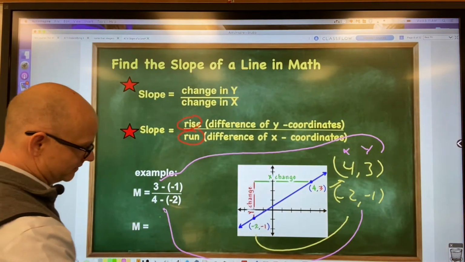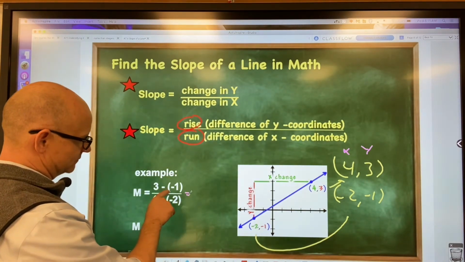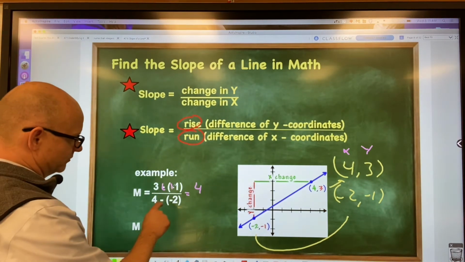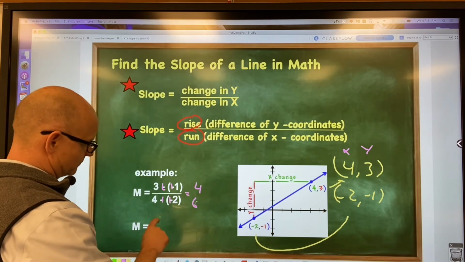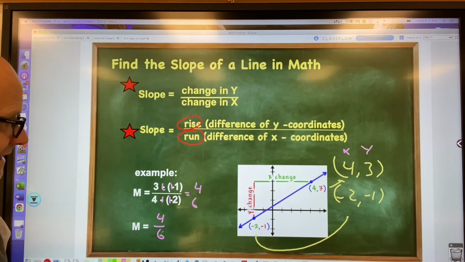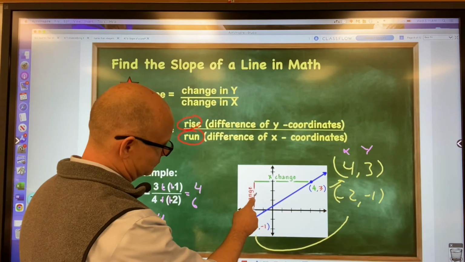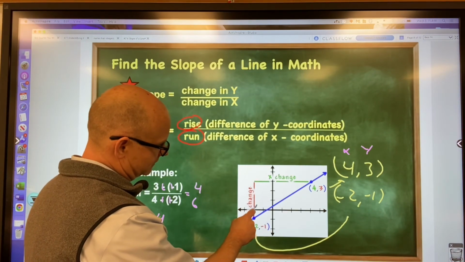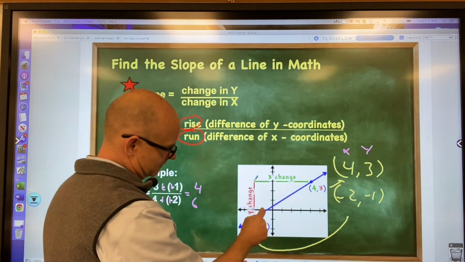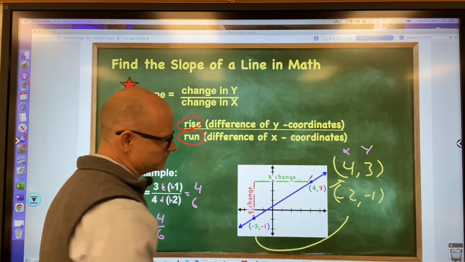Let's backtrack here and get rid of a couple lines. If I do the math here, this would be 4, because you would just go plus, plus. And then this is 6. So my slope is 4 over 6. What does that mean? That means my rise is 4. So notice it goes 1, 2, 3, 4, up 4, and then it goes over 6: 1, 2, 3, 4, 5, 6. And that is my slope.